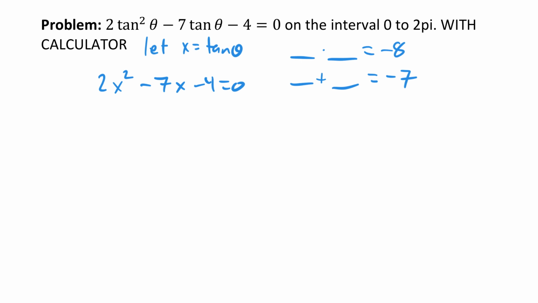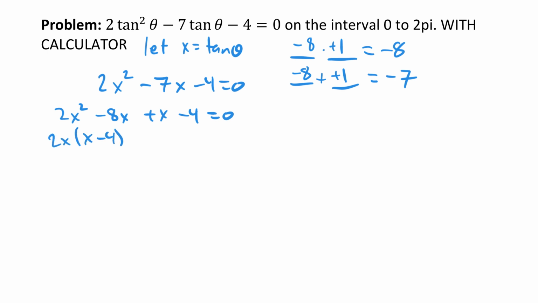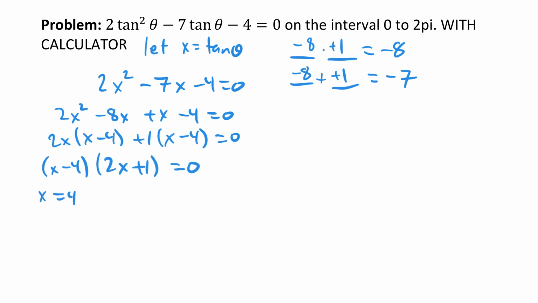Looks like maybe negative 8, positive 1 again. Okay. Let's go ahead and factor that. 2x squared minus 8x plus x minus 4 equals 0. 2x in common, x minus 4. 1 in common, x minus 4. Take the x minus 4 out, 2x plus 1. Set each factor to 0, so x equals 4, x equals negative a half.